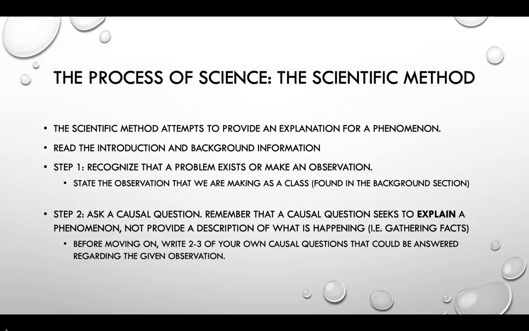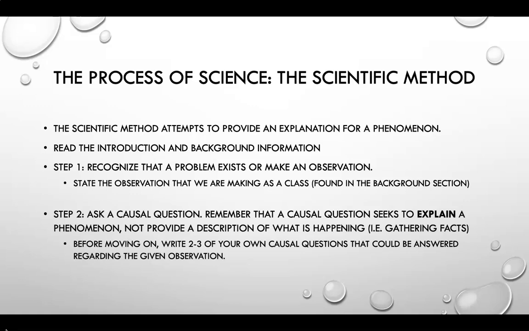So the first step in the scientific method is to recognize that a problem exists or to make an observation about the world around you. So for now, I would like you to pause the video, go back, read the background section, and then in your summary sheet, state the observation that we're making as a class. So this is something that I would talk about in class. We would look at a fish and we would make this observation as a class. Well, we're giving it to you, so go ahead and go find that.